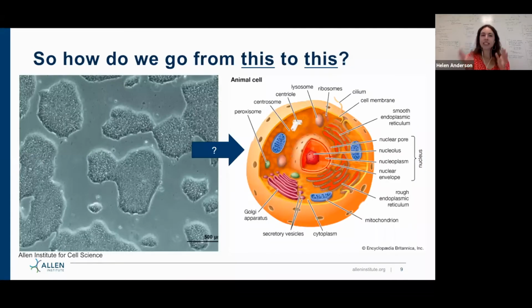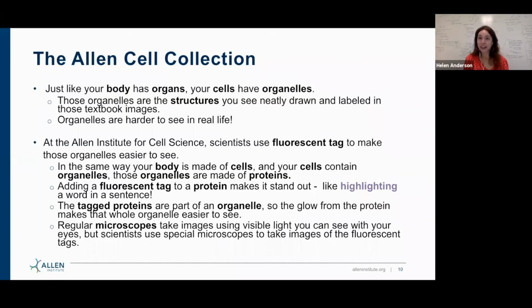So how do we go from what we see under the microscope in the image on the left, hundreds of cells forming multiple colonies, to the image that we see in our textbooks, one individual cell with neatly labeled organelles and structures? It takes a lot of work, and it takes the kind of work that we do here at the Allen Institute for Cell Science. So just like your body has organs, your cells have organelles. Those organelles are the structures that we see neatly drawn and labeled inside the individual annotated cell in your textbook images. But unfortunately, they're a lot harder to see in real life.